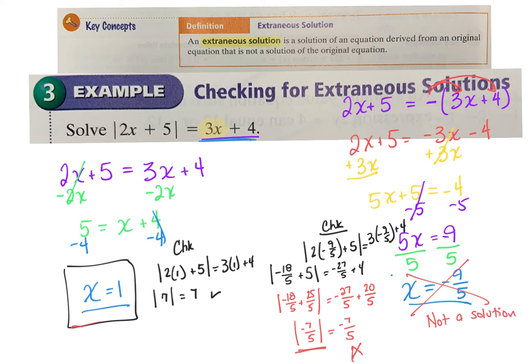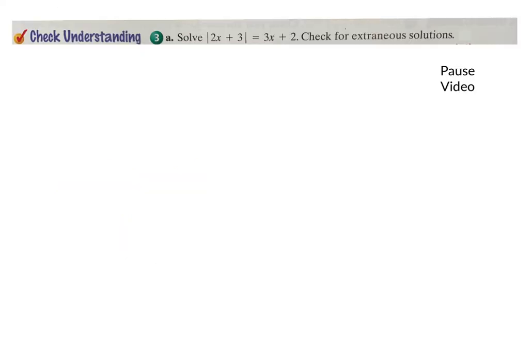So the only solution I have here is x equals 1. I will not have two solutions for this particular one. That is an extraneous solution. Negative 9/5 is extraneous. It is not an actual solution to this particular problem. So go ahead and pause the video here and try check understanding number 3. And when you're finished, continue with the video and check your work.